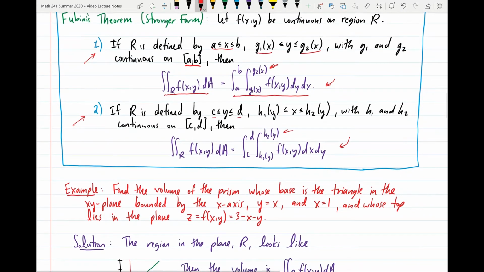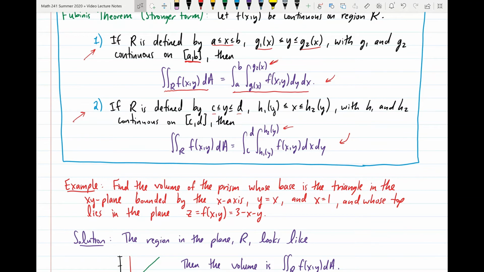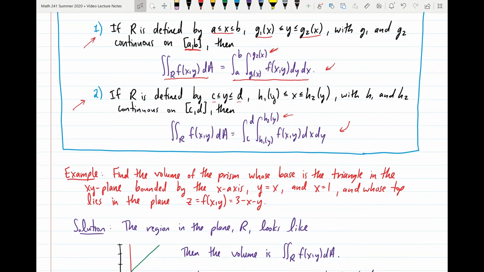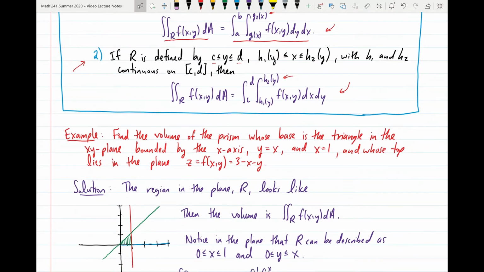But there will be many times where you have a general region in the plane and you can describe it in either of these ways. And so you can perform the integration in two ways. You can switch the order of integration. And we'll talk about that a little bit as we get further down.